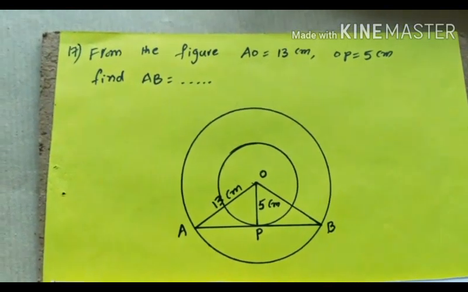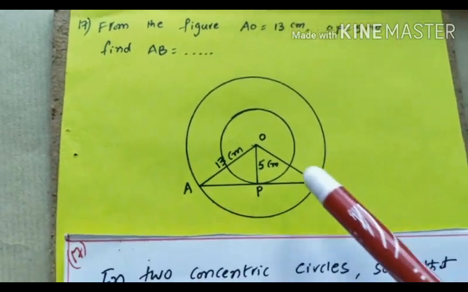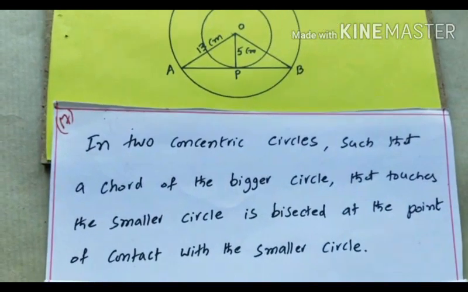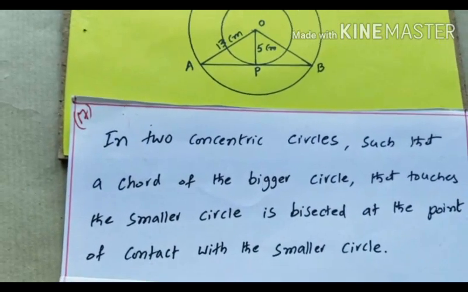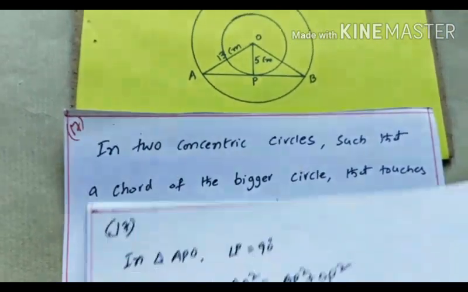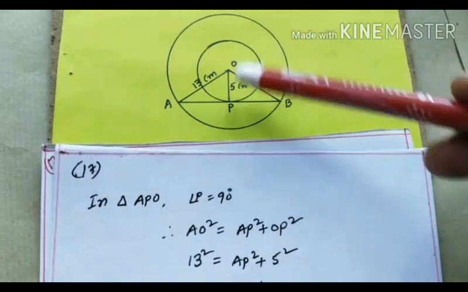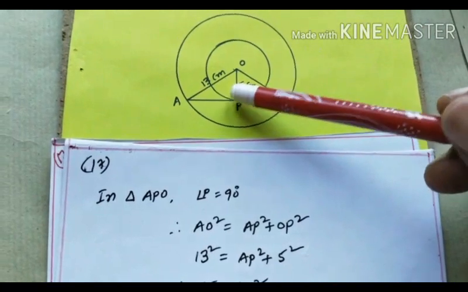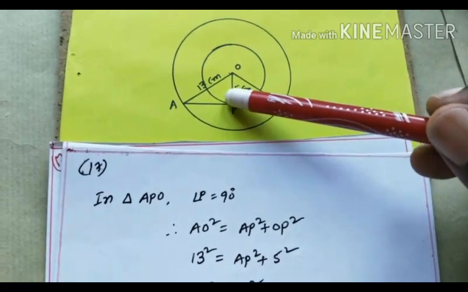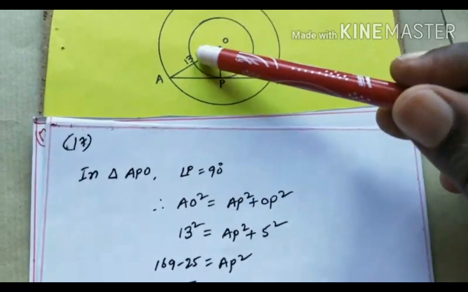17th question answer. From the figure AO equals 13 centimeters, OP equals 5 centimeters, find AB. So here one statement: in two concentric circles, a chord of the bigger circle that touches the smaller circle is bisected at the point of contact with the smaller circle. So here AP equals PB. So in triangle APO, angle P is 90 degrees, because this is radius, this is tangent.